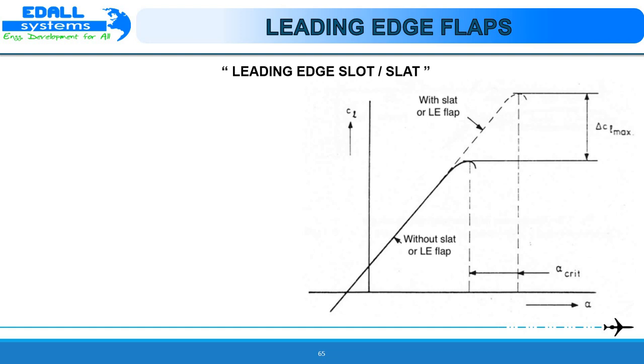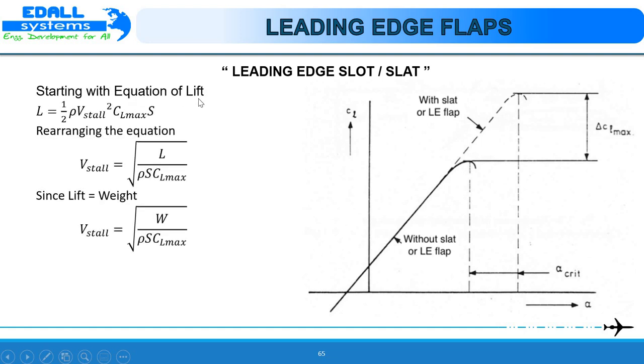This is a graph plotted of coefficient of lift versus angle of attack with slat or leading edge flap, and without slat or leading edge flap. This is the difference you get between the two. Let us see how. Let us start off with the equation of lift.